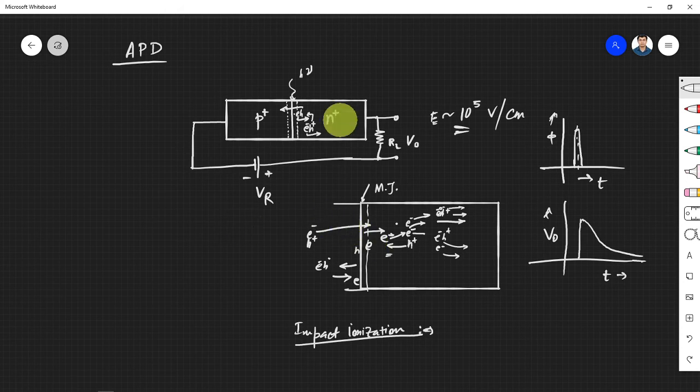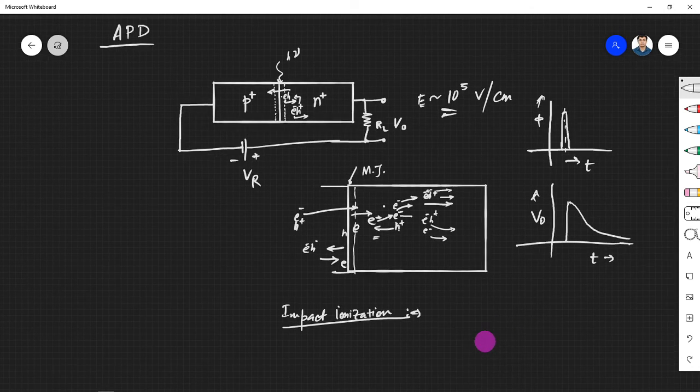So there is a problem in this device construction, because this multiplication process is continuing longer than the signal present. So we can improve on this device structure. That's where comes our another type of APD. It's called reach through avalanche photodiode.